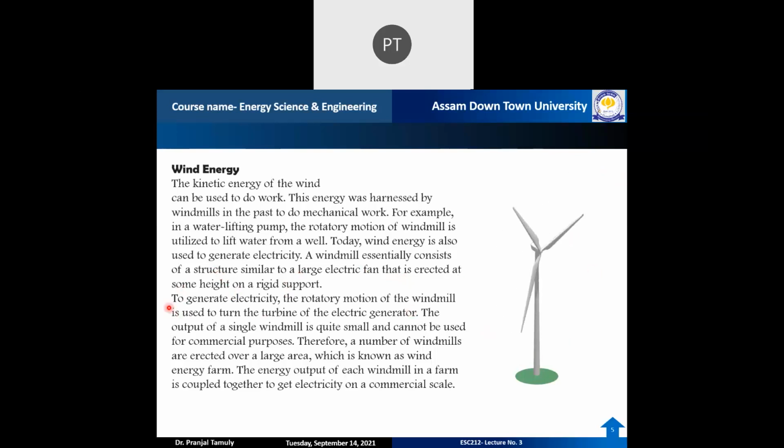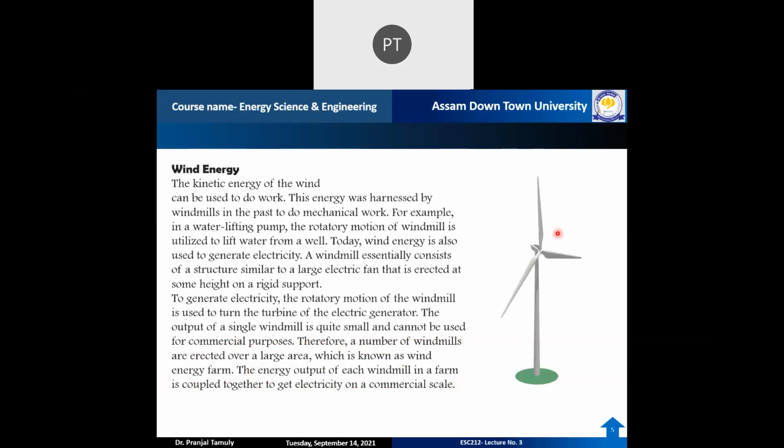To generate electricity, the rotary motion of the windmill is used to turn the turbine of the electric generator. There is a turbine at this end of this portion. When it rotates, it produces electrical energy that we can use in our everyday life. The output of a single windmill is quite small and cannot be used for commercial purposes. Therefore, a number of windmills are erected over a large area, which is known as a wind energy farm. The energy output of each windmill in a farm is coupled together to get electricity on a commercial scale.